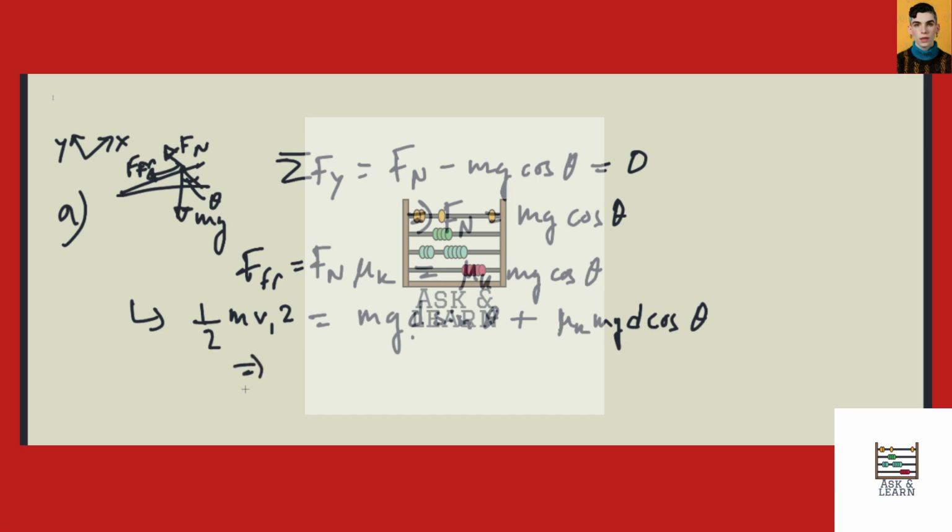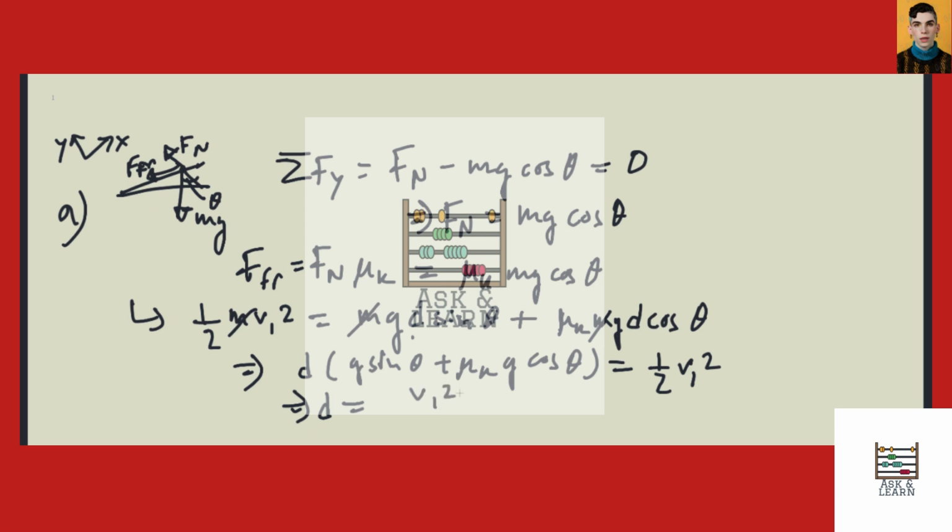And so the g's can be canceled. You can take d common, d times g sine theta plus mu k g cosine theta is equal to 1/2 v1 squared. Therefore, d is v1 squared over 2g times sine theta plus mu k cosine theta.